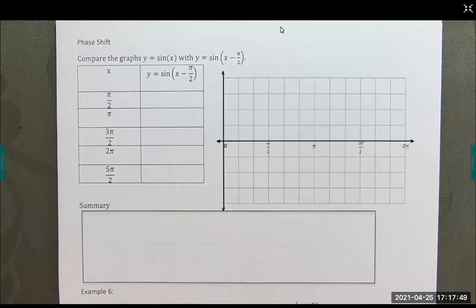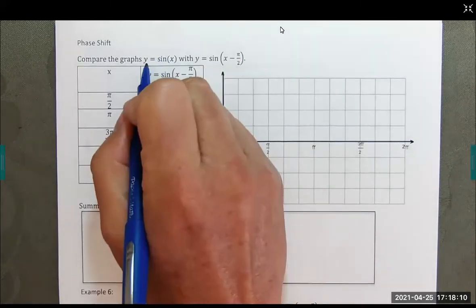Welcome back, everyone. This is the third part in a five-part series on graphing trigonometric functions, and today's lesson is on phase shift. This is also sometimes called a horizontal shift. Before we get going on exactly what a phase shift does to a graph, I'd like to put on the original graph, y equals sine x.